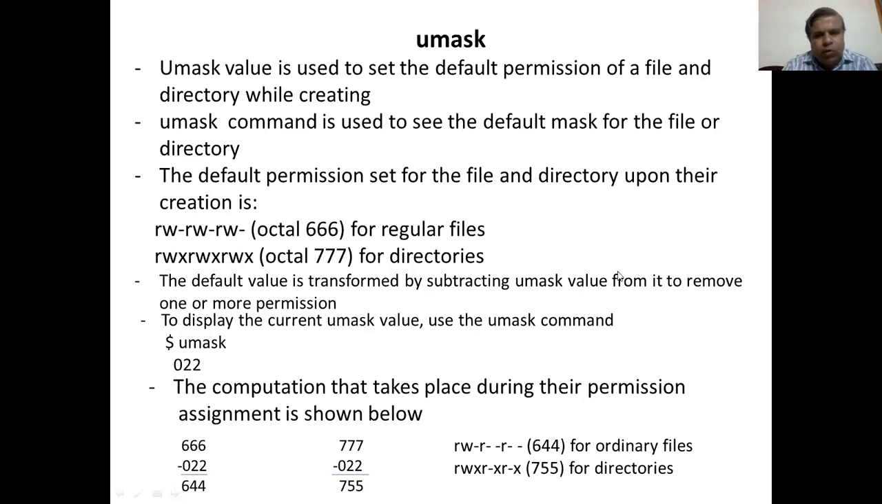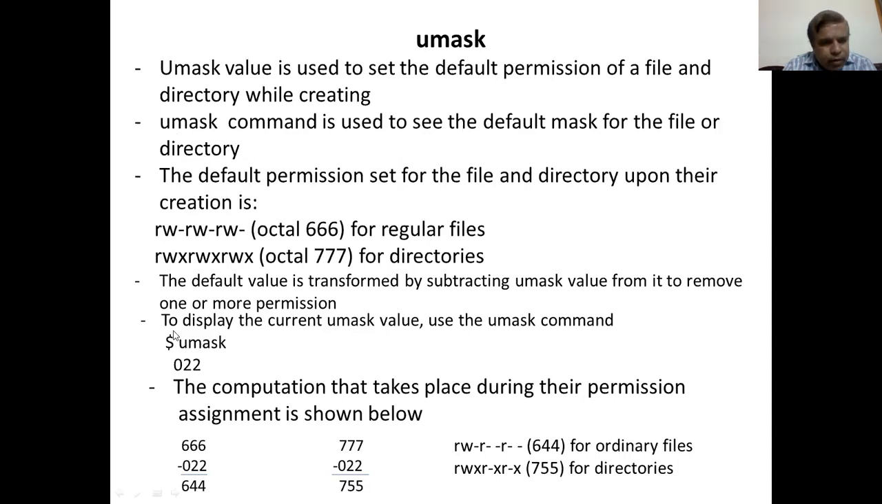So then what is the umask value? The umask value is used to set the default permission of a file and directory while creating. Okay, so this is used to change the default permission of a file and a directory. And how do you see the default mask for the file or directory? The answer is to use the umask command. The umask command is used to see the default mask for the file or directory.